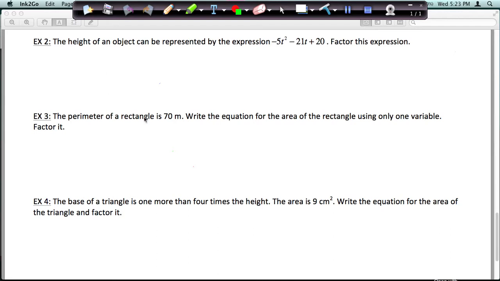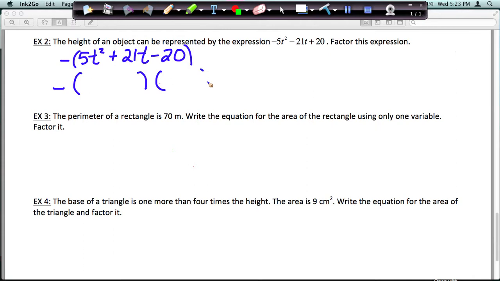Example 2, we're going to factor negative 5t squared minus 21t plus 20. So there's no GCF, but remember we do want to pull out this negative sign first. So I'm going to pull out a negative, and that means I'm going to change the signs of all three terms because I'm basically dividing them by negative 1. So I'm just going to become a positive 5t squared, a positive 21t, and a negative 20. And that negative is going to stay out in front, and we're going to factor.